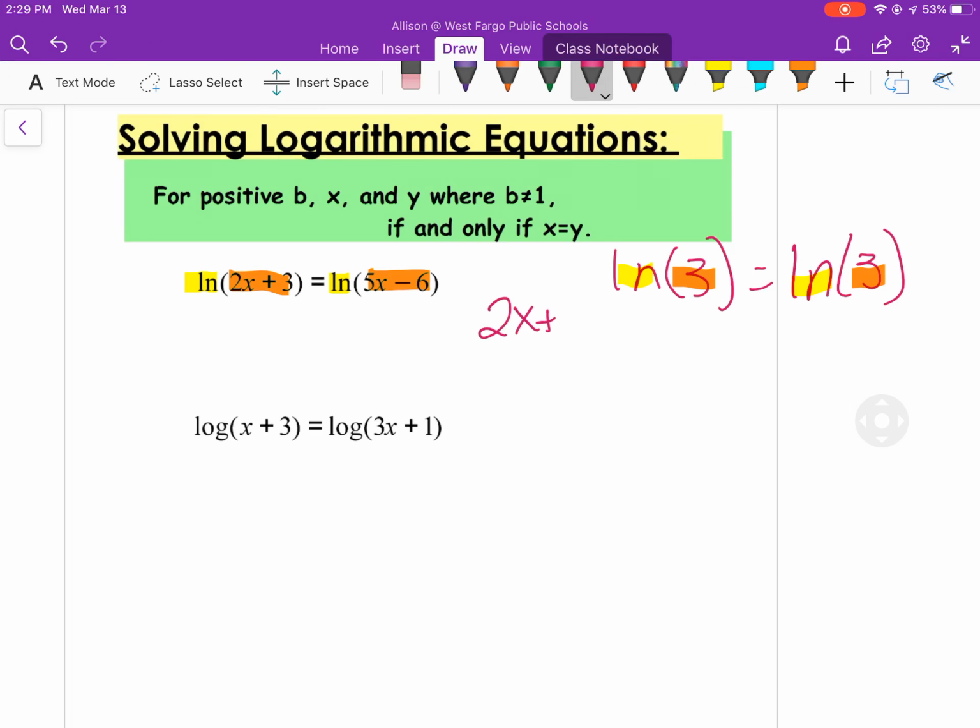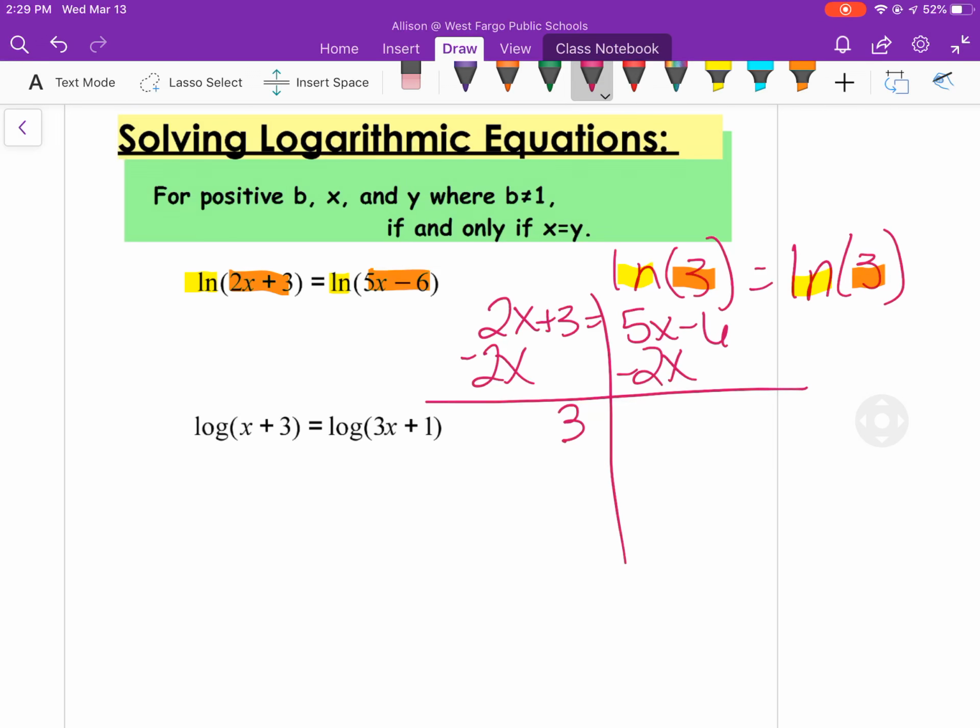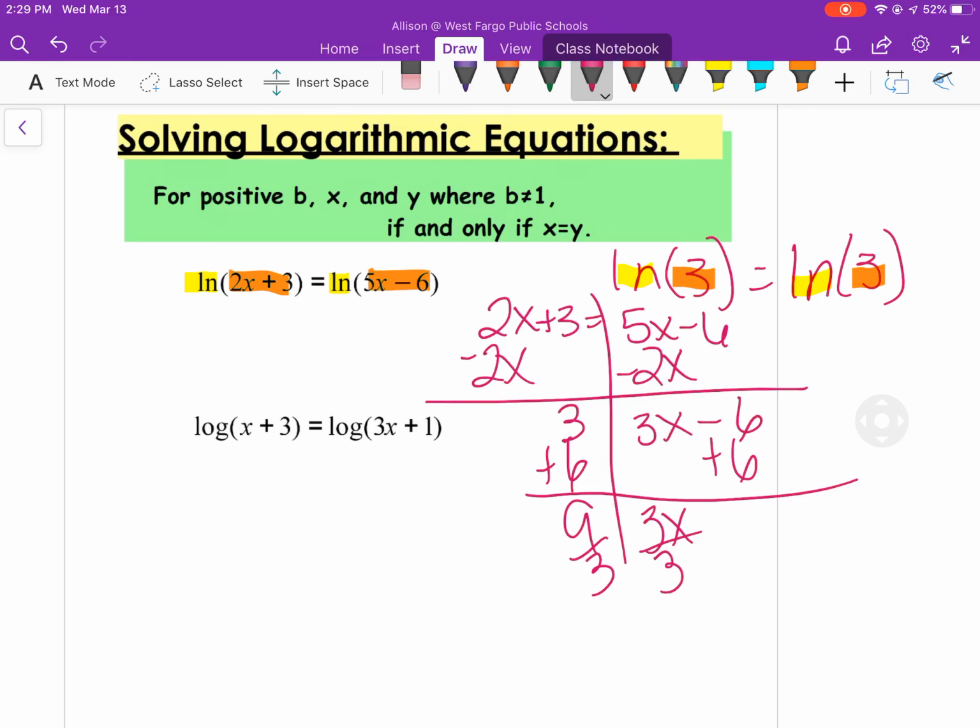So 2x plus 3 equals 5x minus 6. And then just solve. So I'm going to start by subtracting 2x. And on this side, I get 3 equals 3x minus 6. Since I moved the x's to the right, I'm going to move the constants to the left. So 9 equals 3x. 3 times x, so inverse operations of dividing, I get x equals 3.